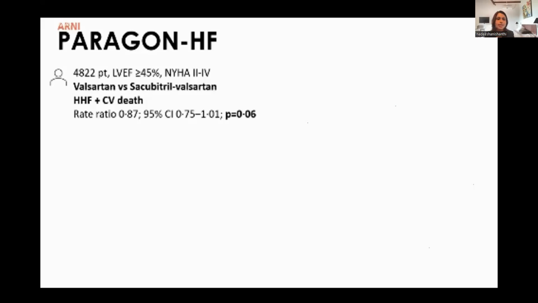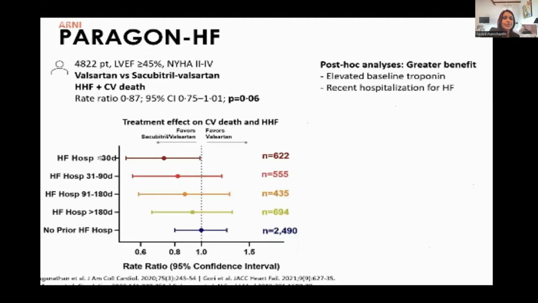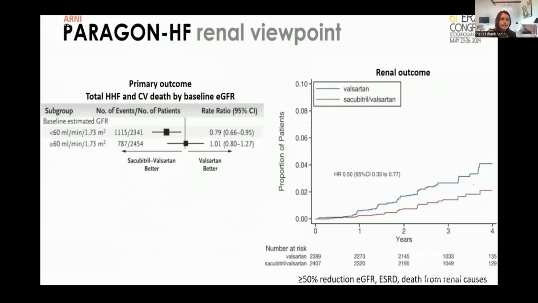And they included 4,822 patients with symptomatic NYHA class 2 to 4 with ejection fraction more than 45%. So that means they included mainly patients with ejection fraction more than 45% with symptoms of heart failure. And this showed significant reduction in heart failure, and the subgroup analysis of lower eGFR levels and normal eGFR levels.